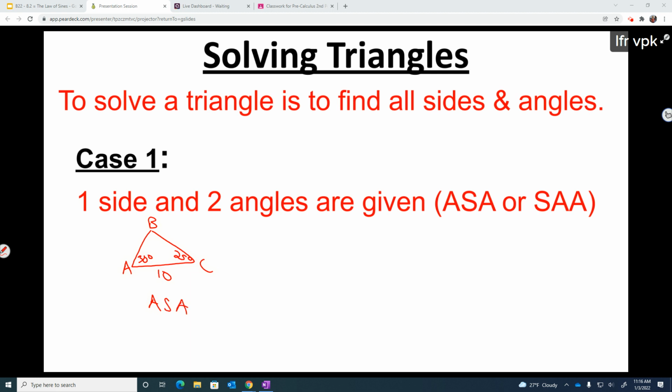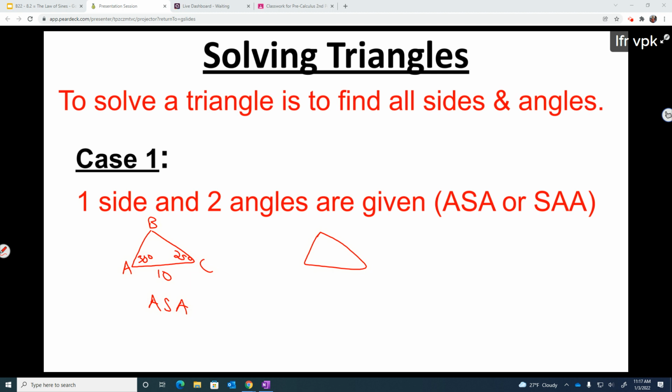Remember those different postulates from geometry. We won't use them much, but this is a scenario where we could use the law of sines. We've got two angles and the side between them. Okay, and then the other scenario, the side angle.